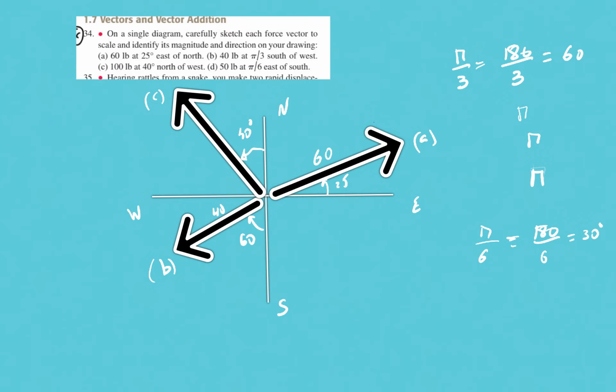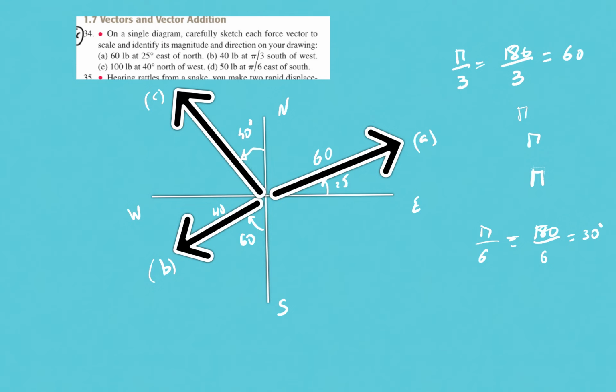Now 40 pounds at pi divided by 3. Pi divided by 3 is 180 divided by 3. It is 60. So 40 pounds at 60 south of the west. So I will put this 60 here. And C is 100 pounds, so the measure of this will be 100, it will be longer. If this is 60 and this is 40, this 100 will be much longer.